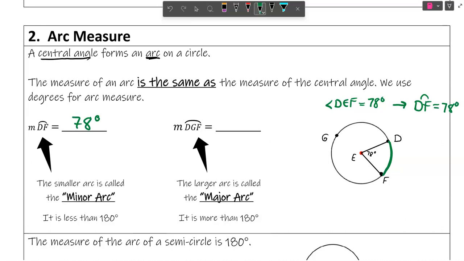To find the major arc, so to highlight that here, that's going to be DGF, so we'll follow this red arc all the way around. Well, that's just simply going to be 360 minus 78. And so you subtract those, and that's going to give you the major arc, which again comes back to the idea that all central angles must add up in a circle together to get 360 degrees. So this last arc would be 282 degrees.